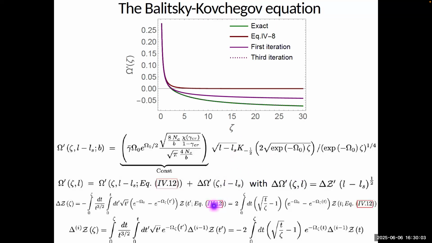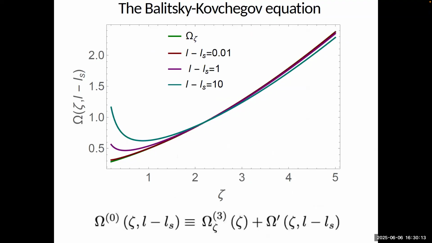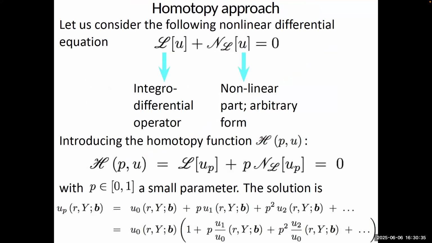What is interesting is that we found some analytical solution, but this time using perturbation theory. Now the total omega obviously is the sum of these two omegas. It takes the following form. We see here that for different L minus Ls values, we will not have some scaling in this case. Now I will introduce you to this homotopy approach.